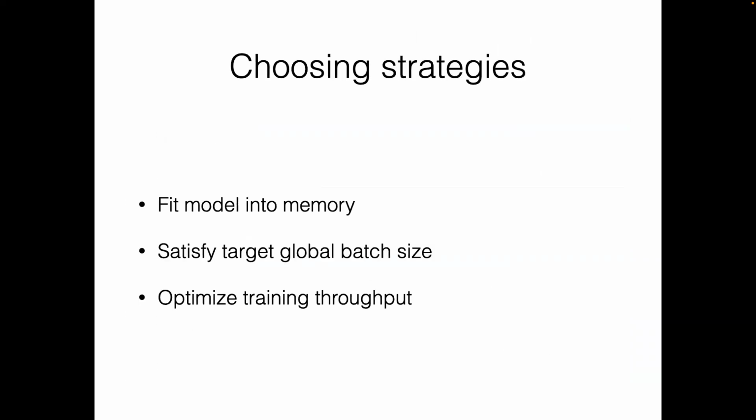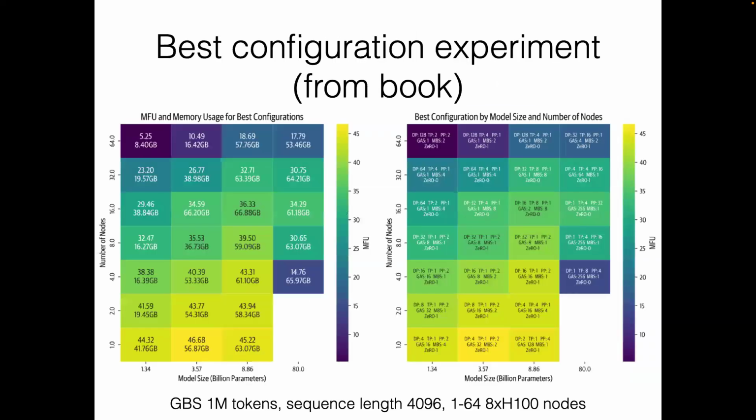Okay, and then in practice, you can kind of mix and match these. So you want to fit your model into memory, and like in the example that we gave with data parallelism, you might have some target global batch size, and then you want to find the configuration that optimizes your throughput. So in practice, there are different best practices, and you can reason about the type of model you have versus your target batch size and things like that.